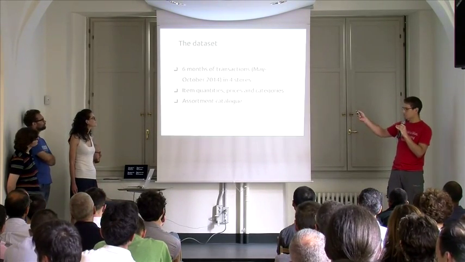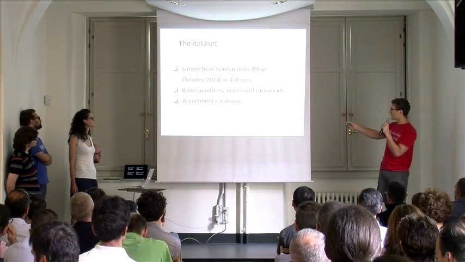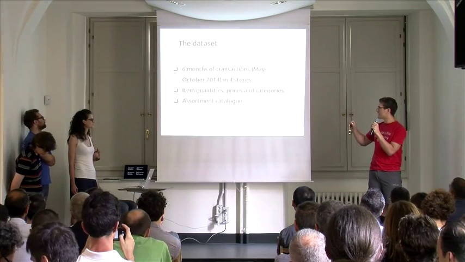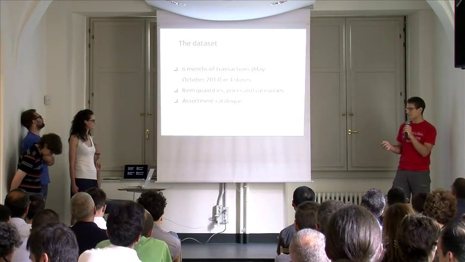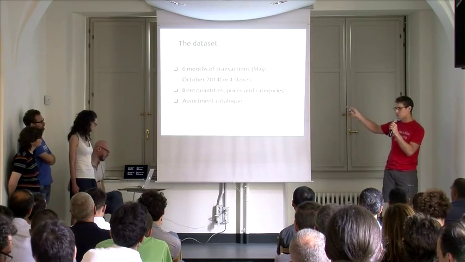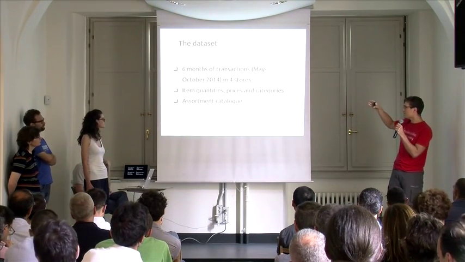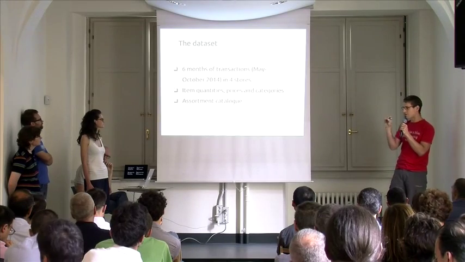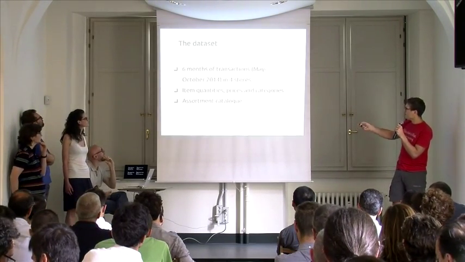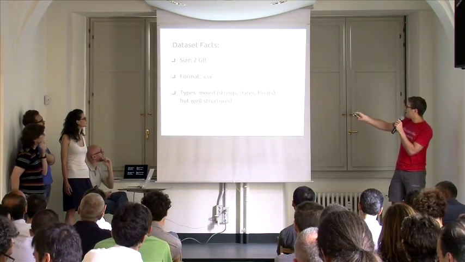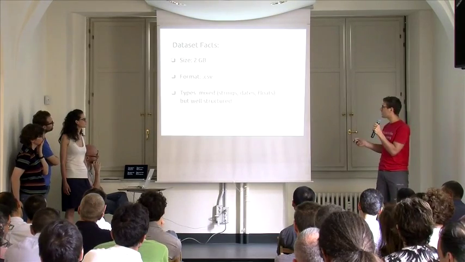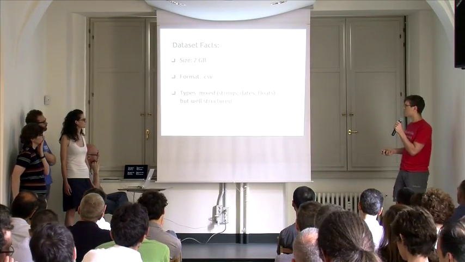Okay, the data set included 6 months of transactions from 4 stores. We had item quantities, prices, and their categories. And also we could join the transaction list with the assortment catalog, so we have all the details. I'll show you the category in a second. It was 2 GB of data. The format was pretty clean. We didn't have to spend too much time on cleaning the data.